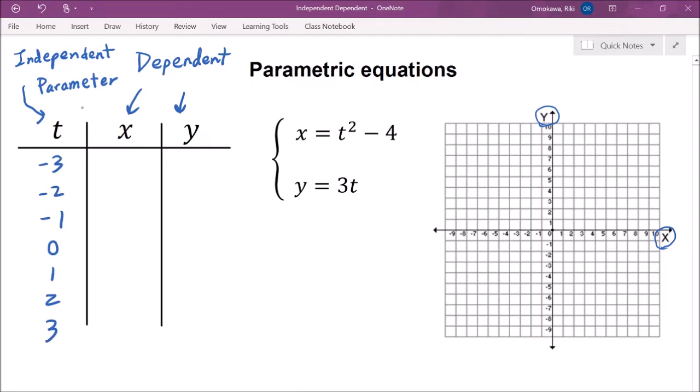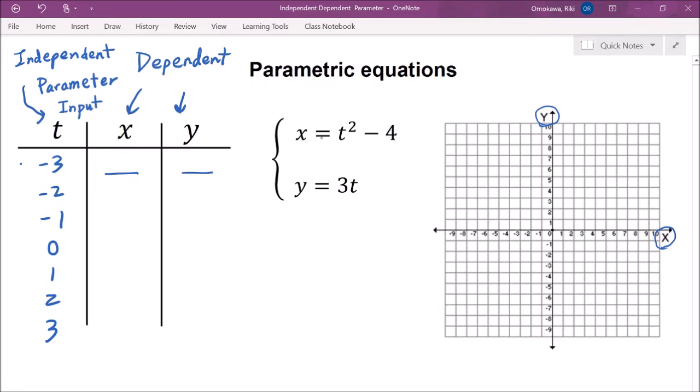And by the way, this t is our input now in this situation. So these t values are our input values. And we've got 2 equations. So these 2 equations are going to give us 2 outputs per t value. And how you calculate this, for example, this first t value, -3, we're going to plug that in to get an x value for that t value and a y value for that t value.